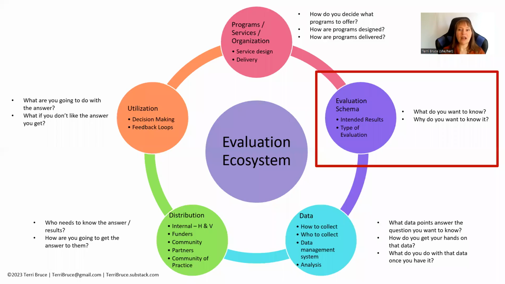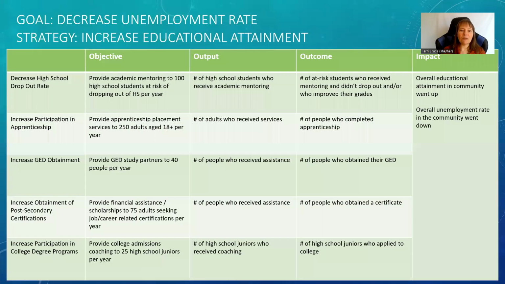Now, this month, we're talking about outputs versus outcomes versus impact. And within the evaluation ecosystem model, this puts us in the evaluation schema domain, where we're talking about what we're measuring and how we're going to measure it. We've talked about outputs versus outcomes in the weekly video logs, and outputs versus objectives in the written blog.